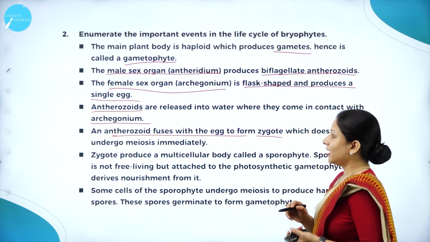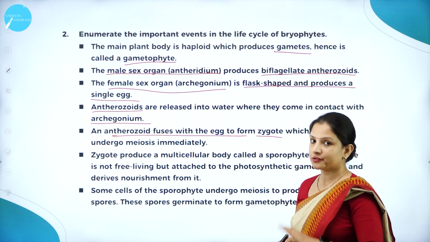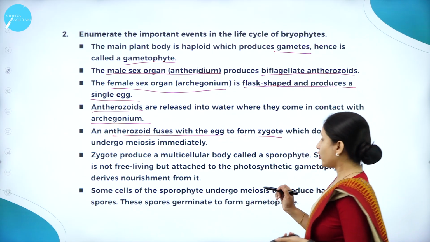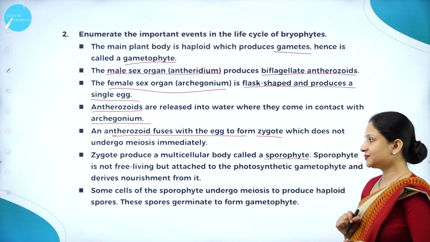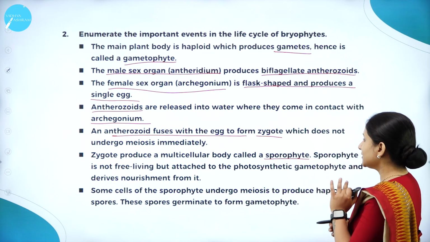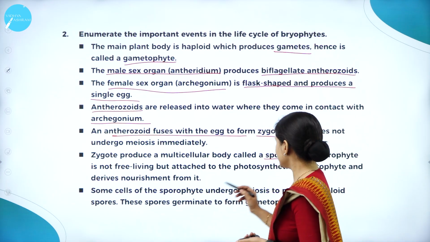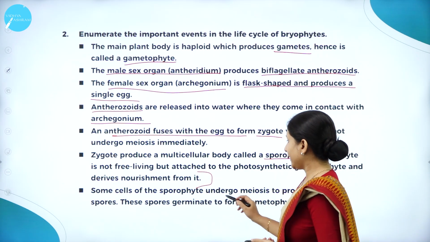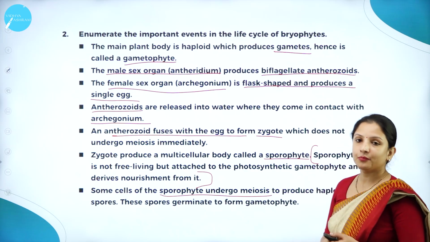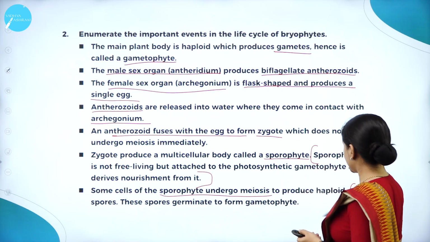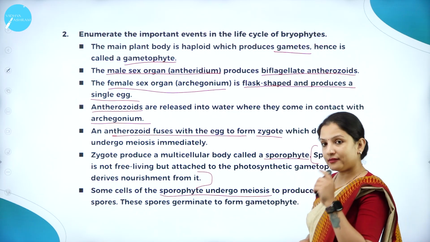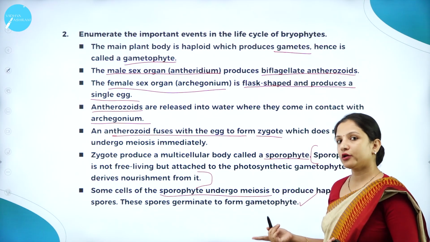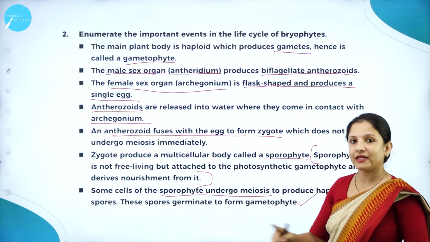This results in the formation of a zygote. And will this zygote directly undergo meiosis? No, it will not undergo meiosis. Instead, it will produce a multicellular body and that multicellular body is called a sporophyte. Okay. So, this point if you skip also, it's okay, not a problem. Some cells of the sporophyte will undergo meiosis and produce haploid spores, that is, having half the number of chromosomes. Then the spores will germinate to produce the gametophyte. And that gametophyte again produces male and female gametes. Like that the cycle will continue.